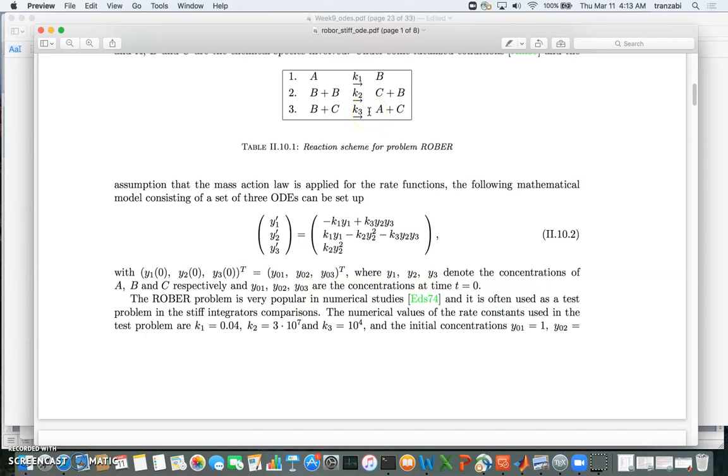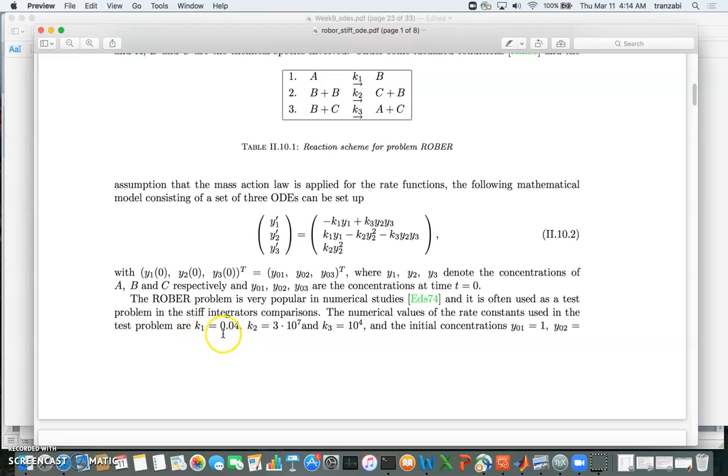And likewise, the change in the concentration of C is y3 prime. This is equal to the concentration of B squared times K2. So that's what it is. And for the third reaction, we don't get anything, because B is consumed here but is generated on the other side. So the concentration of C doesn't change through the third reaction. Okay, so these are the set of reactions we have.